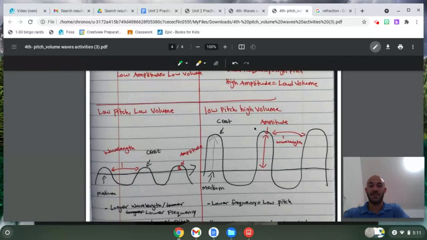But let's see, we wanted a low pitch. Look at the lower the pitches, the longer the wavelengths will be. In this model, there is a very long wavelength. So that is a low pitch.